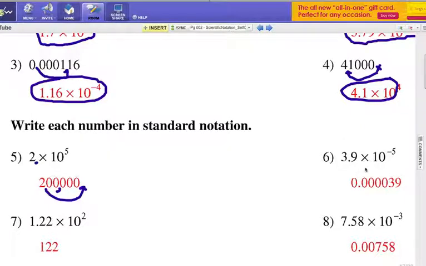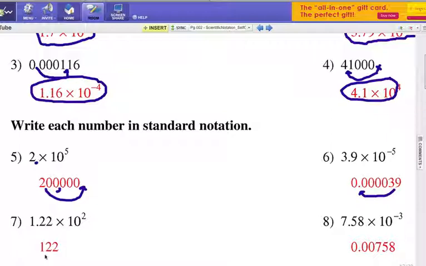Number 6, 3.9 times 10 to the -5th. The decimal is right there, but we're going to move it 5 to the left because a negative power indicates a small number. So in this case, we end up moving it here, and we have to fill in with 4 placeholder zeros. Number 7, 1.22 times 10 to the 2nd.